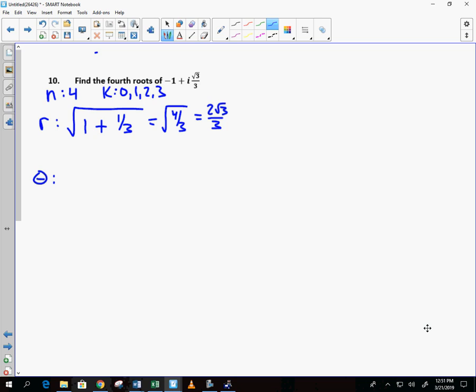Let's consider theta here. So how do I determine theta? Because I can't just look at that and determine theta. Tangent theta, b over a. So what is that? Okay, negative root of 3 over 3. So if I've got negative root of 3 over 3, that means tangent is negative. Which quadrants? 2 and 4. Does this one sit in the second quadrant or the fourth quadrant?